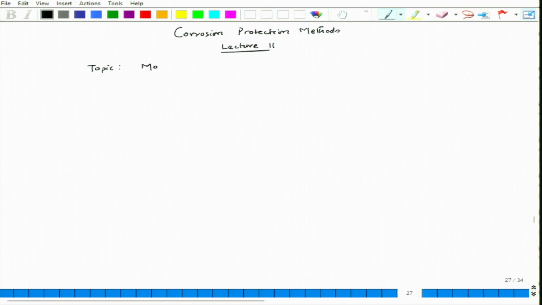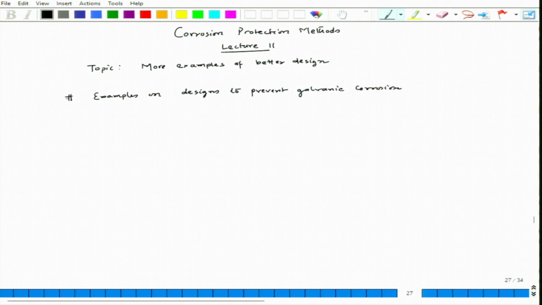So, more examples of better design. Let us talk about examples of better galvanic coupling or insulation from galvanic coupling, examples of designs to prevent galvanic corrosion.